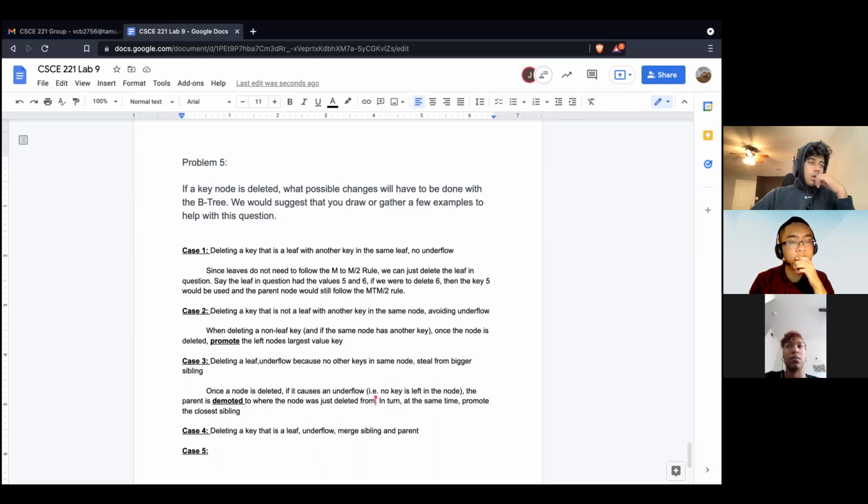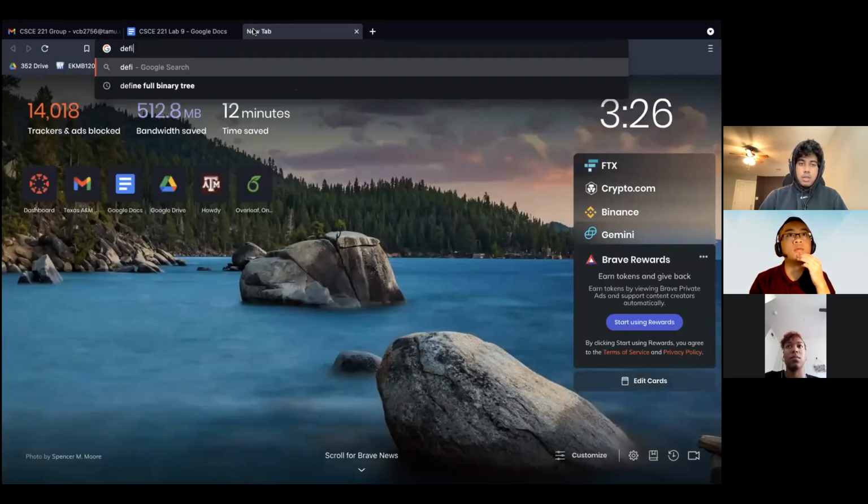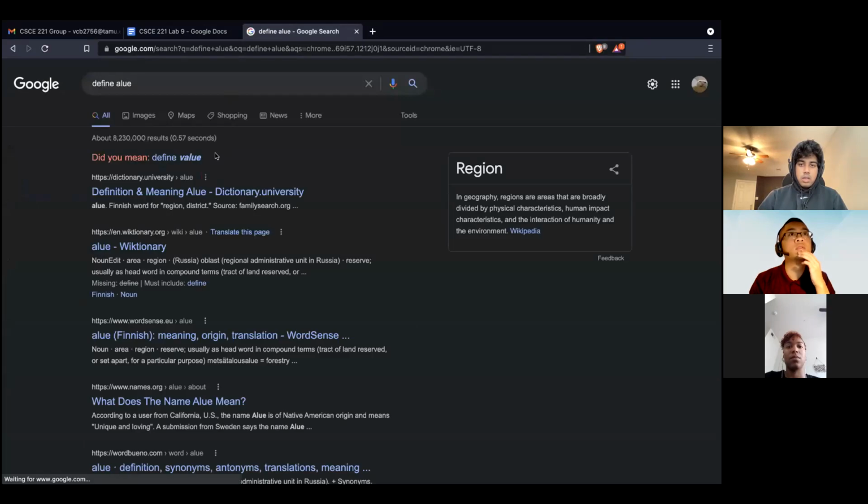So if 21 got deleted, I think we would send 9 and 13. I can check real quick. Well, I guess we can't because there's no video. So in turn, at the same time, promote the closest sibling. In the document, he says allude to the parent. I don't know what allude means. Well, he says in the document on page 34, allude. I don't know what allude means.